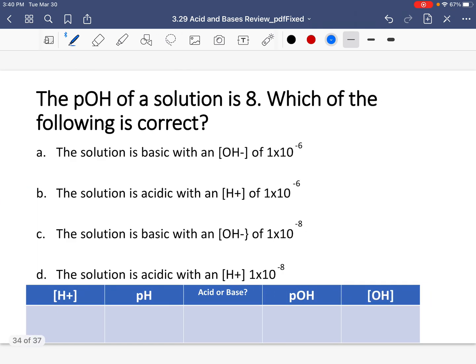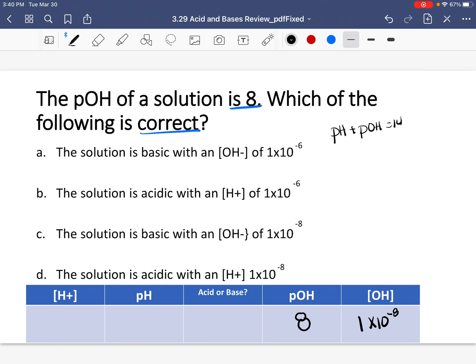The next one, the pOH of a solution is 8. Which of the following is correct? The main formula that you need to remember is that pH plus pOH equals 14. From there, you can solve for everything else. So we know our pOH is 8. It has a very close relationship with OH. It's just its exponent, so 1 times 10 to the negative 8.